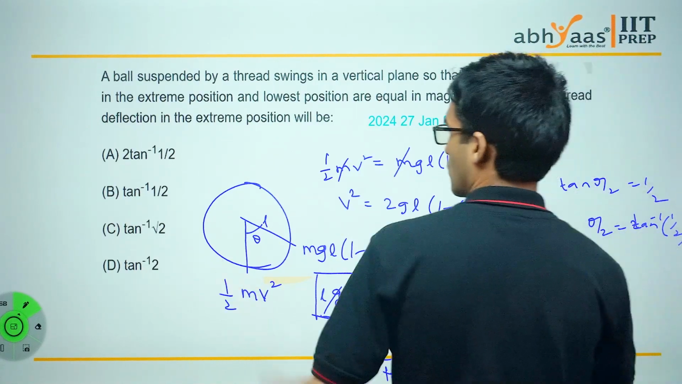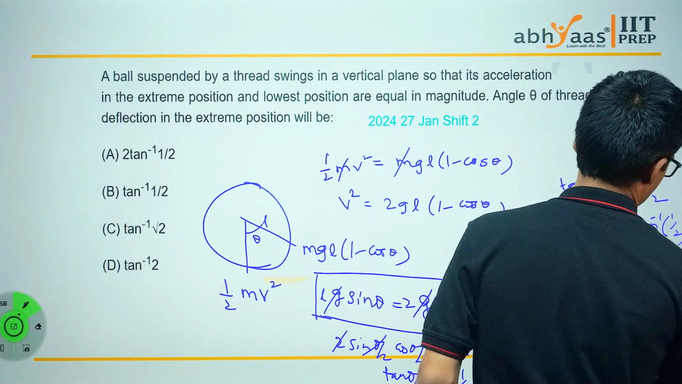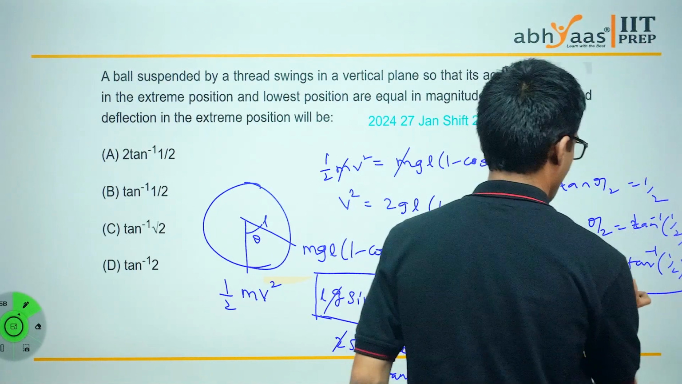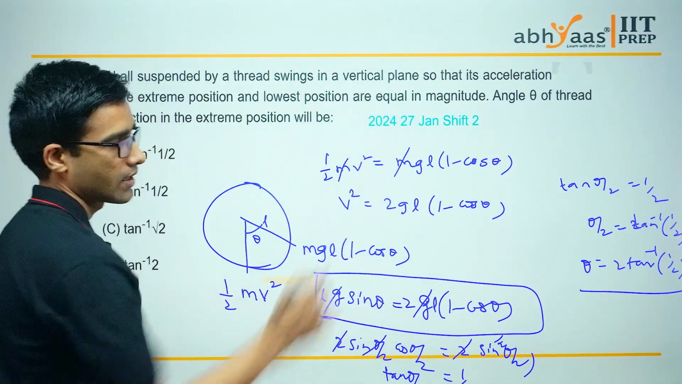Theta is equal to 2 tan inverse 1 by 2. This is the answer. Okay, he is asking only for the angle theta, so you will get that.